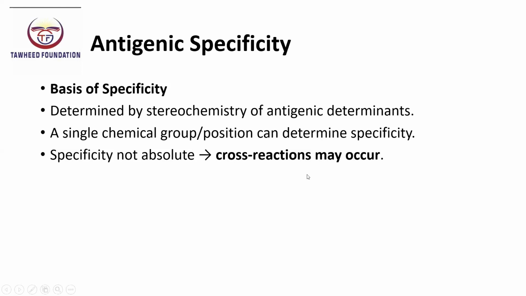Sometimes cross-reaction occurs, where antibodies or T cells generated against one antigen also recognize another structurally similar antigen. This has important clinical consequences. For example, antibodies produced against streptococcal bacteria can cross-react with human heart tissue, leading to rheumatic fever.